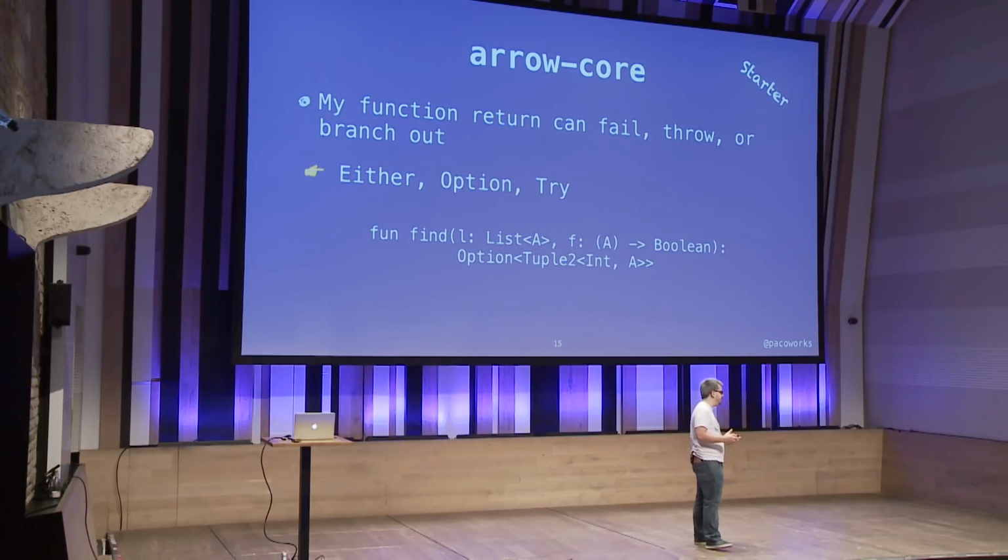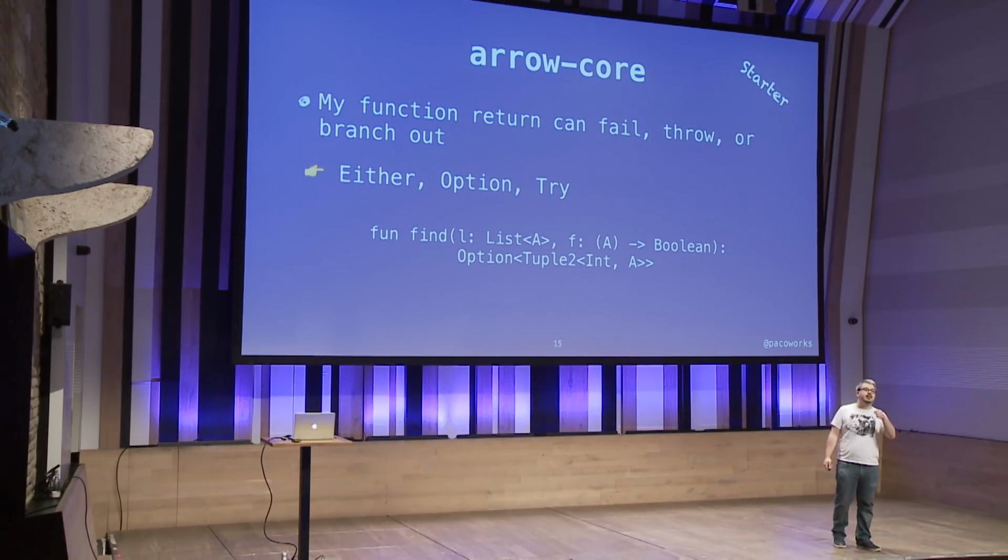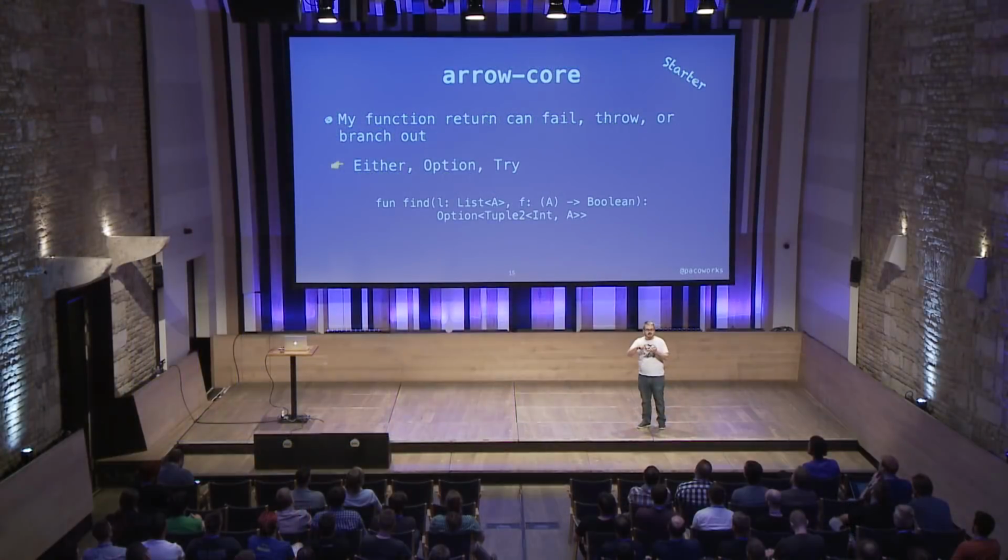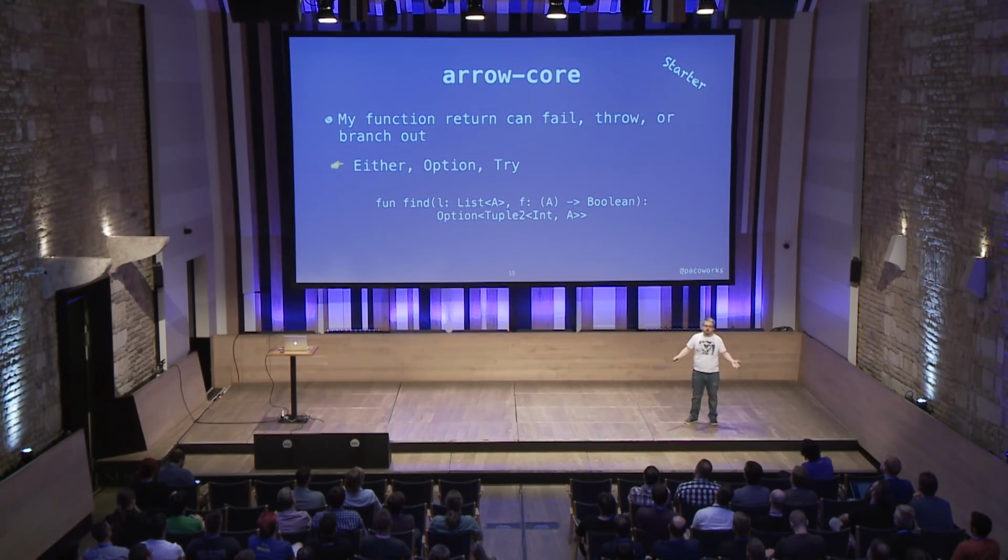My function returns a fail or throw or a branch out. It has different ways of happening. It has to do error handling, but I don't want to do it myself because I'm a library, or maybe I'm at my API layer or my domain layer, and I want the layer above myself to decide what to do, whether to display a UI on a screen, whether to display a different string or something else. So what do you do with that? You have Either, you have Try, you have Option. You say this function find on a list, if it finds an element with a Boolean, it's going to return an Option of a tuple of the position and the element itself.